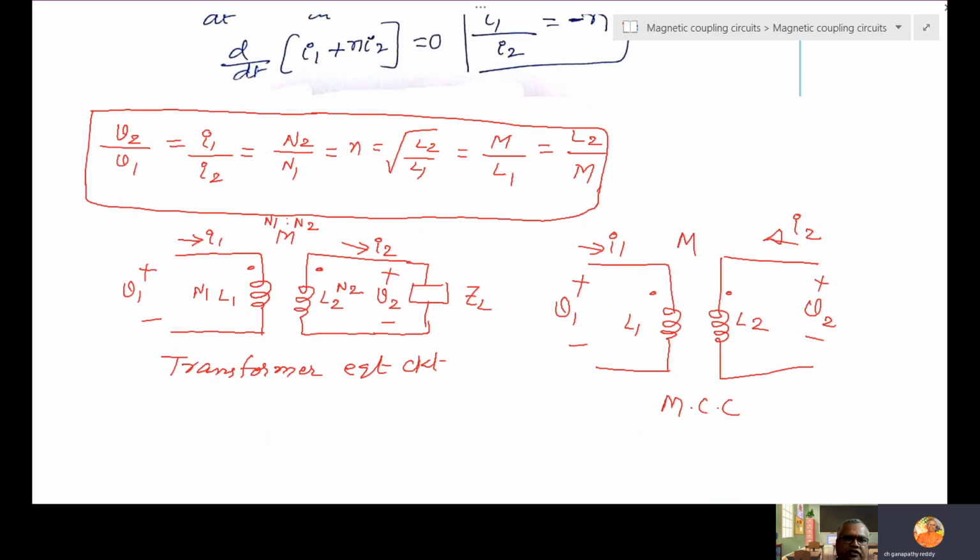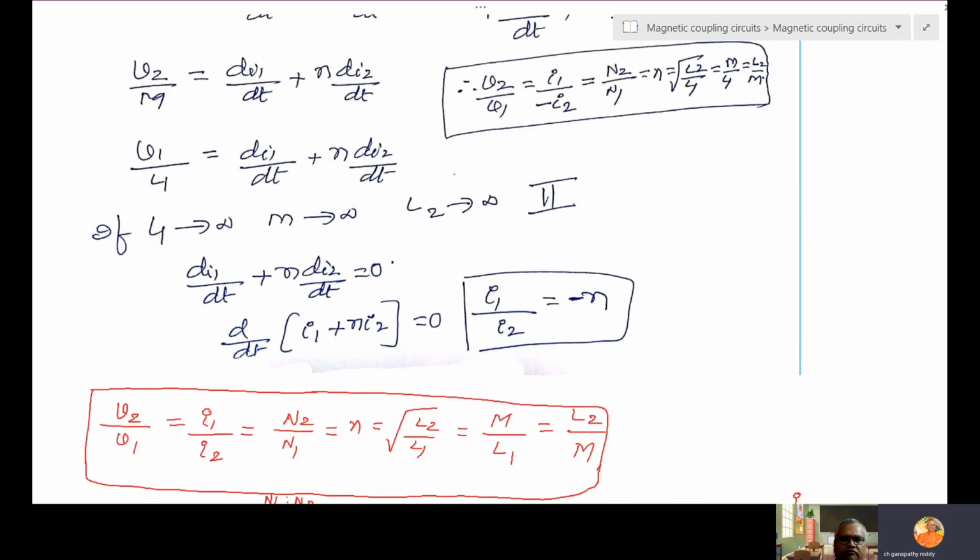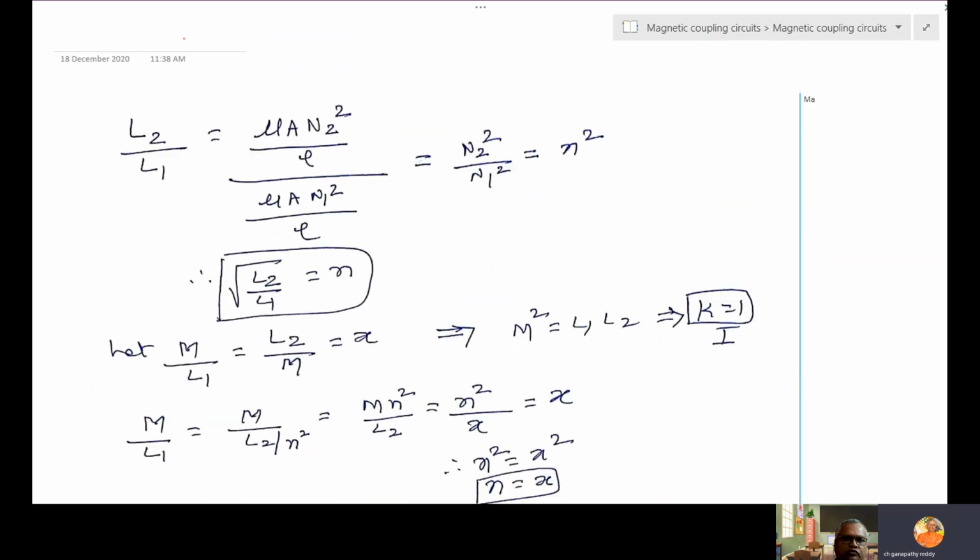So for any transformer we know that V2 I2 equals V1 I1. Output power is equal to input power, and V2 by V1 equals N2 by N1 equals N. Up to this we know. Further, root L2 by L1 is also equal to N. So the root L2 by L1 derivation is done.